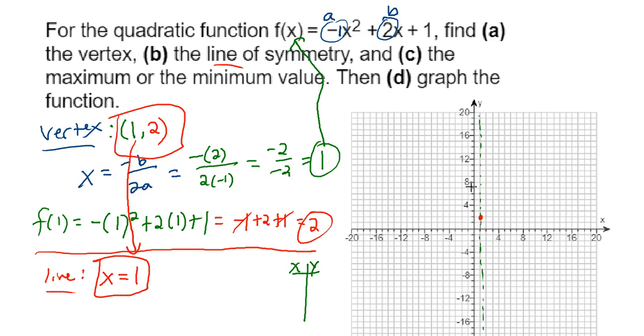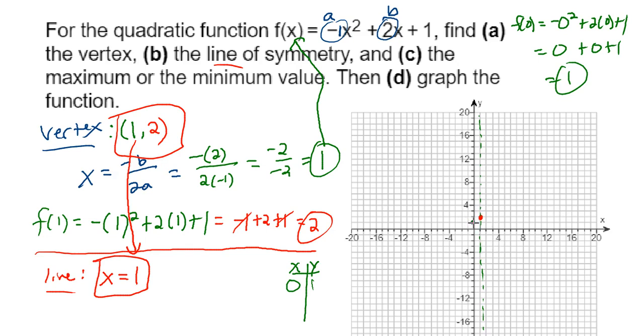In this case, 0 is a really great choice. It's very close to the vertex, and it's just easy for plugging in and computing. So I'm going to plug in 0 for x. I'll do that up here. I'll get f of 0 equals negative 0 squared plus 2 times 0 plus 1. That's going to be 0 plus 0 plus 1, which will be 1. And so we'll get 1 for y. And so that'll be this point right here.